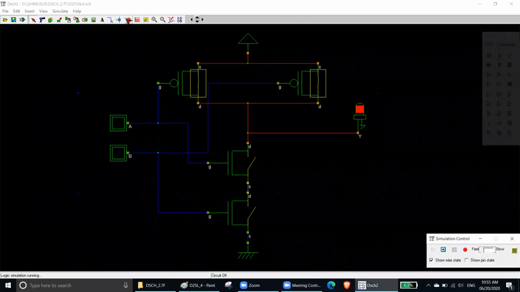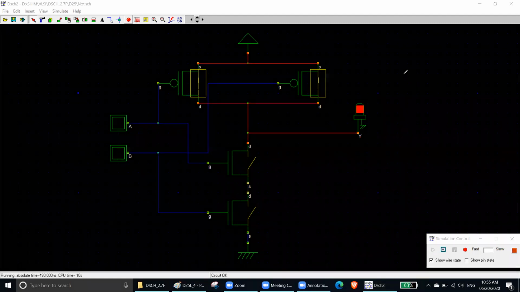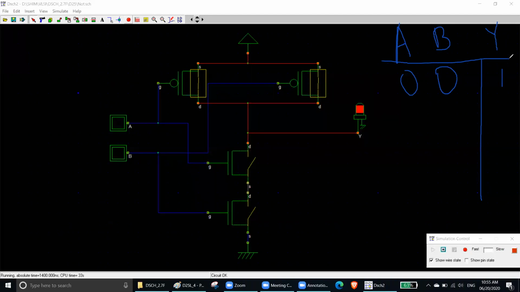I'm going to run the simulation. Now see, when your inputs are 0, 0, let's write it here. 0, 0, your output is equal to 1. So here you have A, here you have B, here you have Y. When your inputs are 0, 0, both of them are 0, so what will happen? Your output is 1.